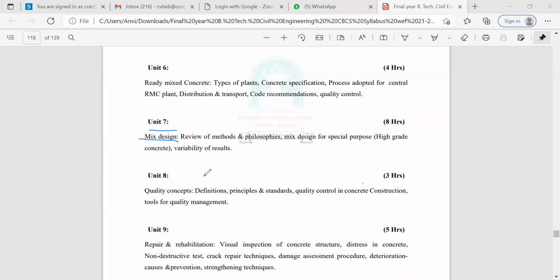Okay, so we are talking about the mix design. As in the morning lecture we have discussed, there are various grades of concrete: M10, M15, M20, M25, M30, M35, M40, M50. Likewise, for whatever grade of concrete, we have to prepare a mix design.